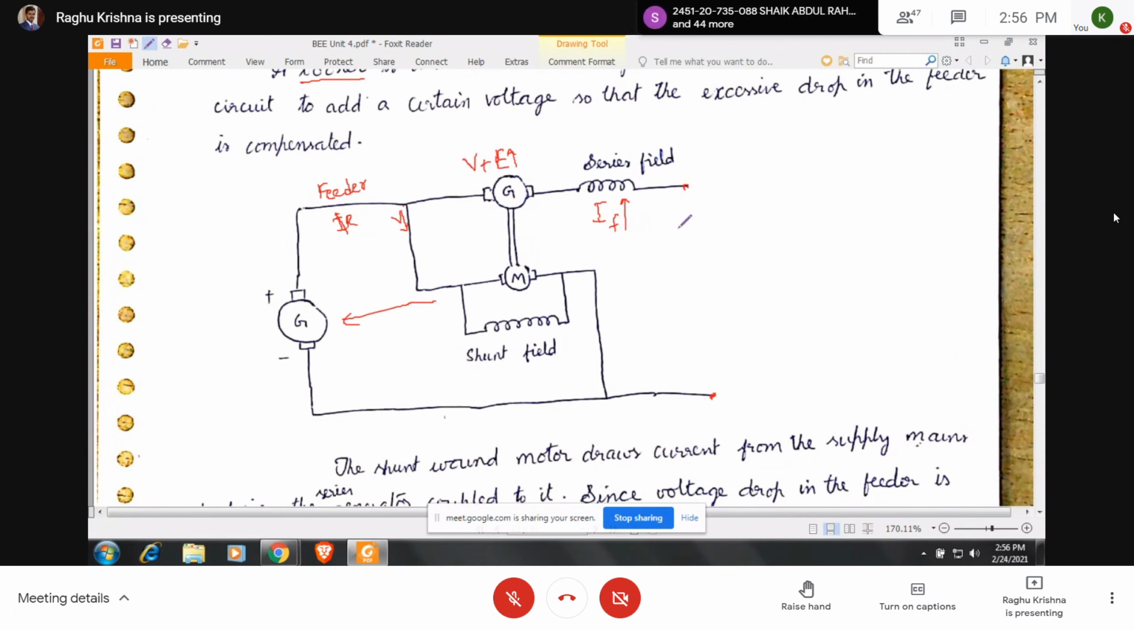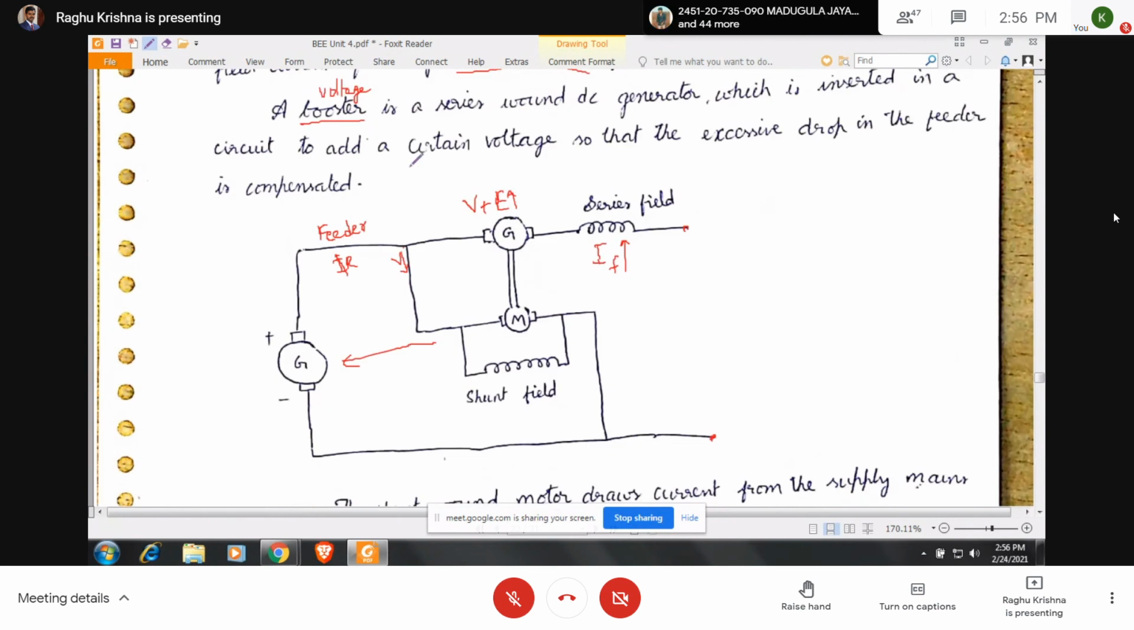We are going to get the required voltage here. Then it loads in this voltage booster. So here, series field means we have to write this voltage booster. This is one of the main applications of a series generator.